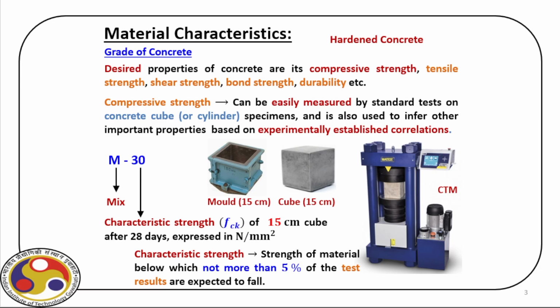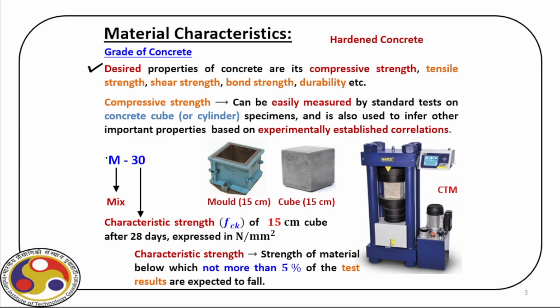Now we talk about concrete, because that's the main material we are going to use, and it's made of, as you can see, three different materials. The first one is cement, then the next are aggregates and water, right? And you can see the desired properties of concrete here. We already talked about some of the properties, for example compressive strength, tensile strength, although concrete is very weak in tension, but still it has some value of tensile strength. Then shear strength, bond strength, durability, etc.